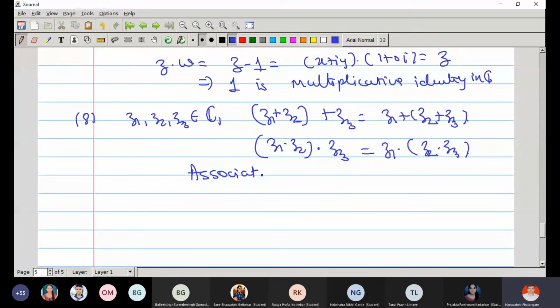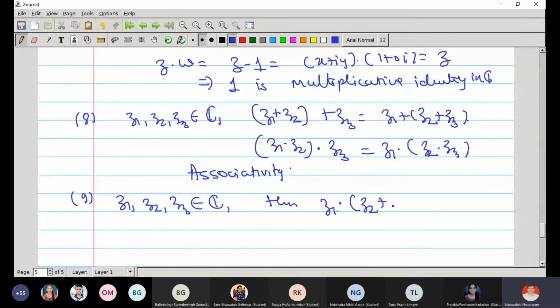Now if z1, z2 and z3 are complex numbers, then z1 multiplied with z2 plus z3. So what can you say about this? z1 into z2 plus z3 is z1 into z2 plus z1 into z3. So what is this property called? Distributive property.